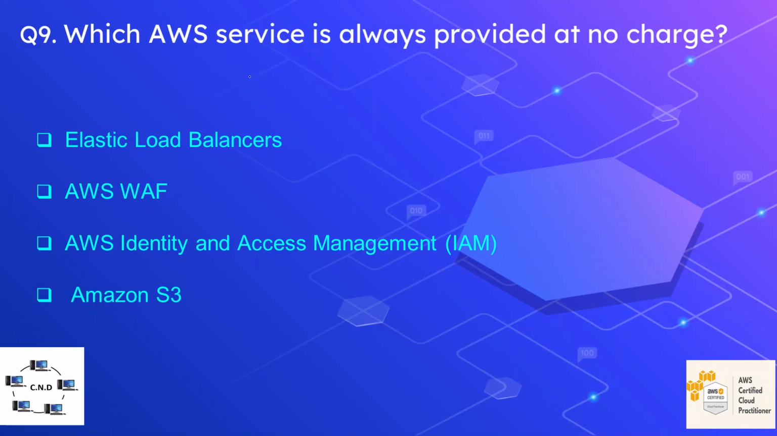Question number 9 is that which AWS service is always provided at no charge? And the options are Elastic Load Balancers, option B, AWS Web Application Firewall, option C, AWS Identity and Access Management, and option D, Amazon S3, which is the Amazon storage. So the correct option is that the AWS Identity and Access Management, IAM, is provided with no additional cost.